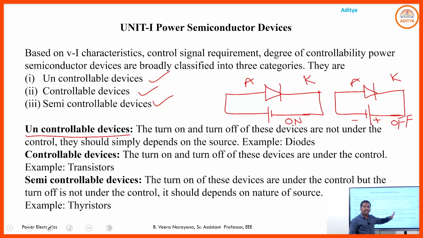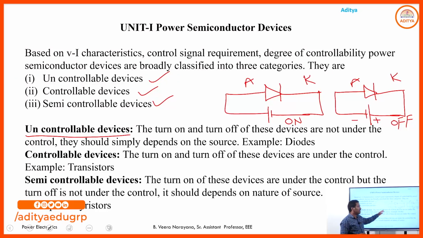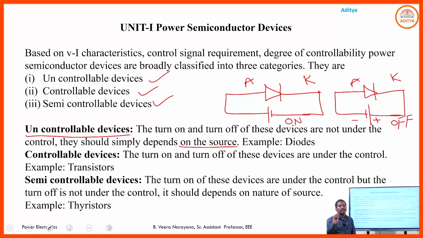So those are not under the control. Whenever you make the anode positive and the cathode connected to the negative, it automatically comes to the on state. When the anode is made negative and the cathode is made positive, it automatically comes to the off state. So the on and off states of these devices are not under the control. They simply depend on the source. Hence those are called the uncontrollable devices.